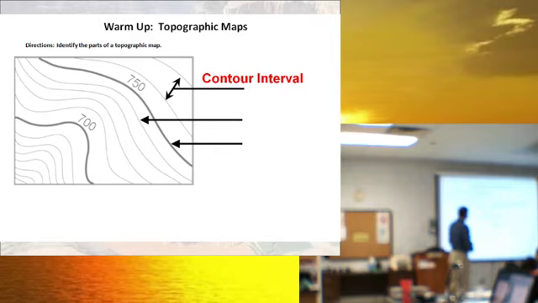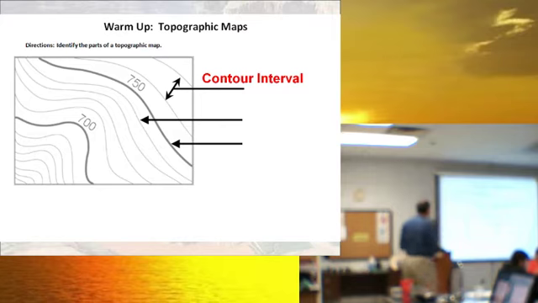And that distance is always going to be equal. So let's say if this was 10 units, and it's wide apart, so is this, even though they're closer together. That's still 10 units. Now, when they're wider apart, that just means the land is laying like this. And when they're closer together, it means it's going up. Okay? So that is the contour interval.